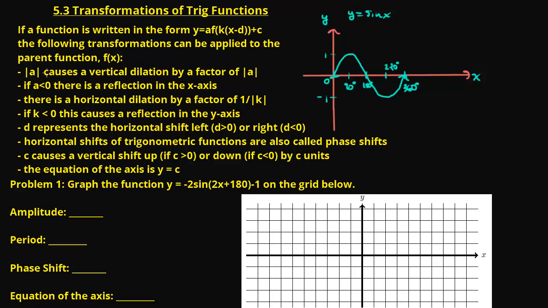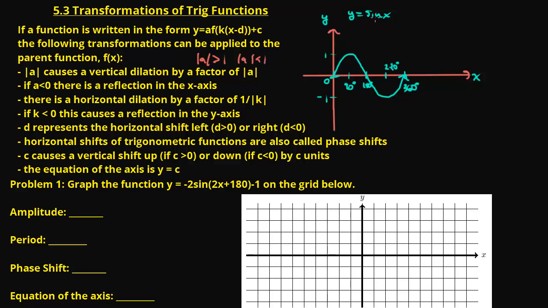So recall that if an equation is written in the form y is equal to a times f of kx minus d plus c, the absolute value of a causes a vertical dilation by a factor of a. If the absolute value of a is greater than 1, this is a stretch by a factor of a. If the absolute value of a is less than 1, this is a vertical compression by a factor of a.